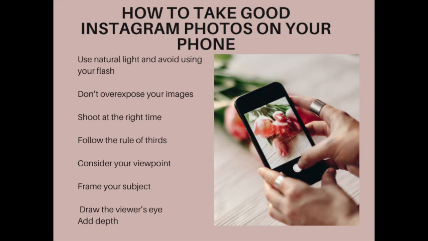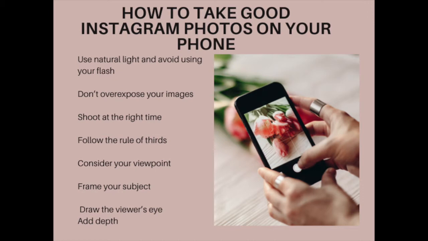Step 2. Don't overexpose your images. You can brighten up a photo that's too dark with editing tools, but there's nothing that can fix a photo that's overexposed. Prevent overexposure by adjusting the lighting on your screen. Tap and slide your finger up and down to adjust the exposure. Another way to prevent overexposure is by tapping your finger on the brightest part of the frame to adjust the lighting before snapping your photo.